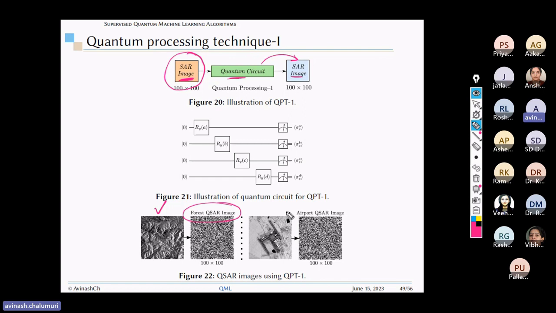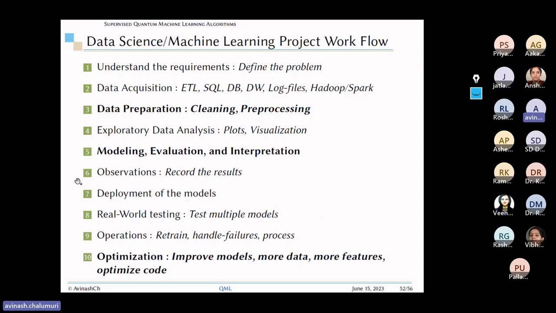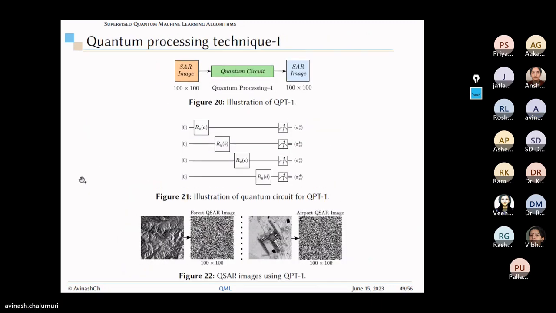Even though you observe this particular noise in the image, you can see that there will definitely be some information. I'll show you the results. You can observe that. Again, this is another way of doing quantum processing.